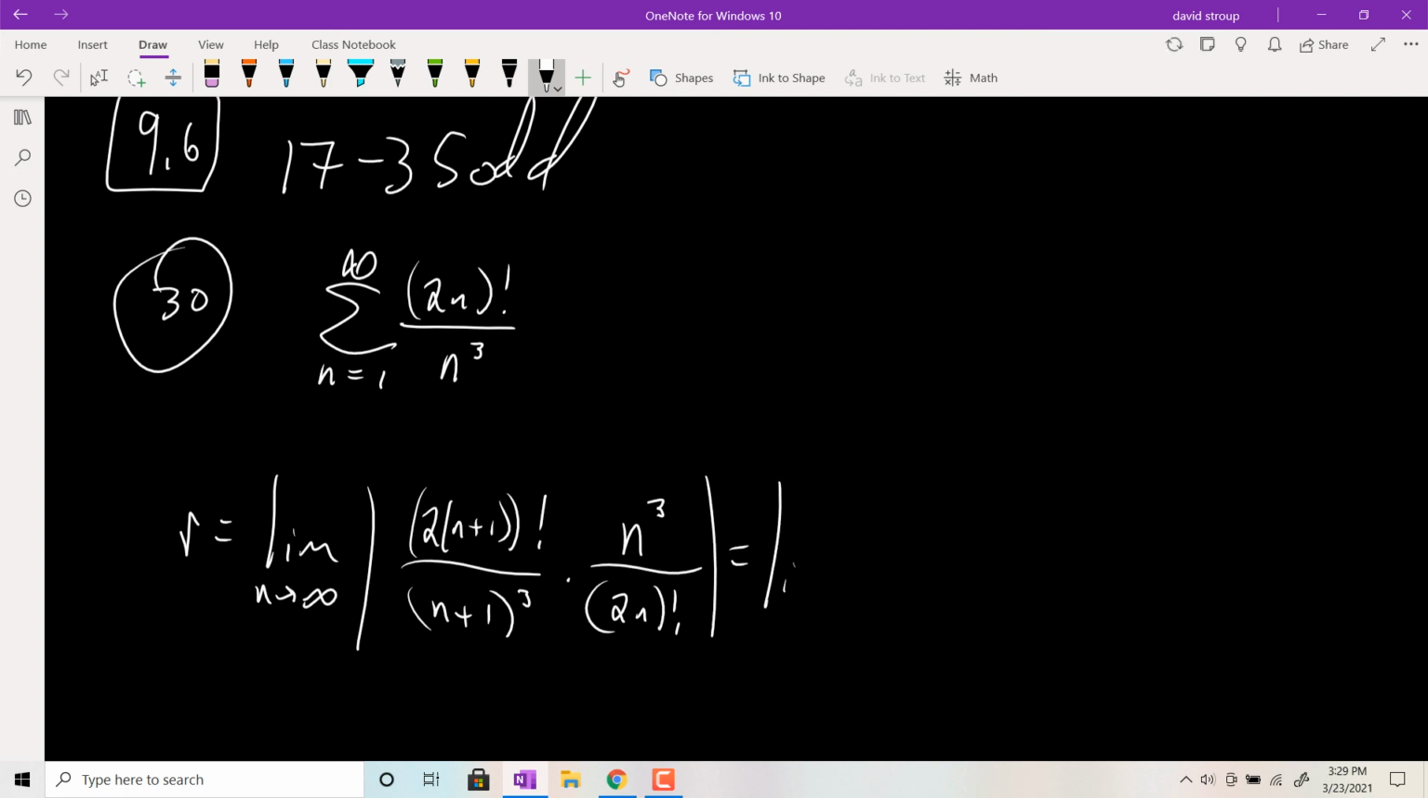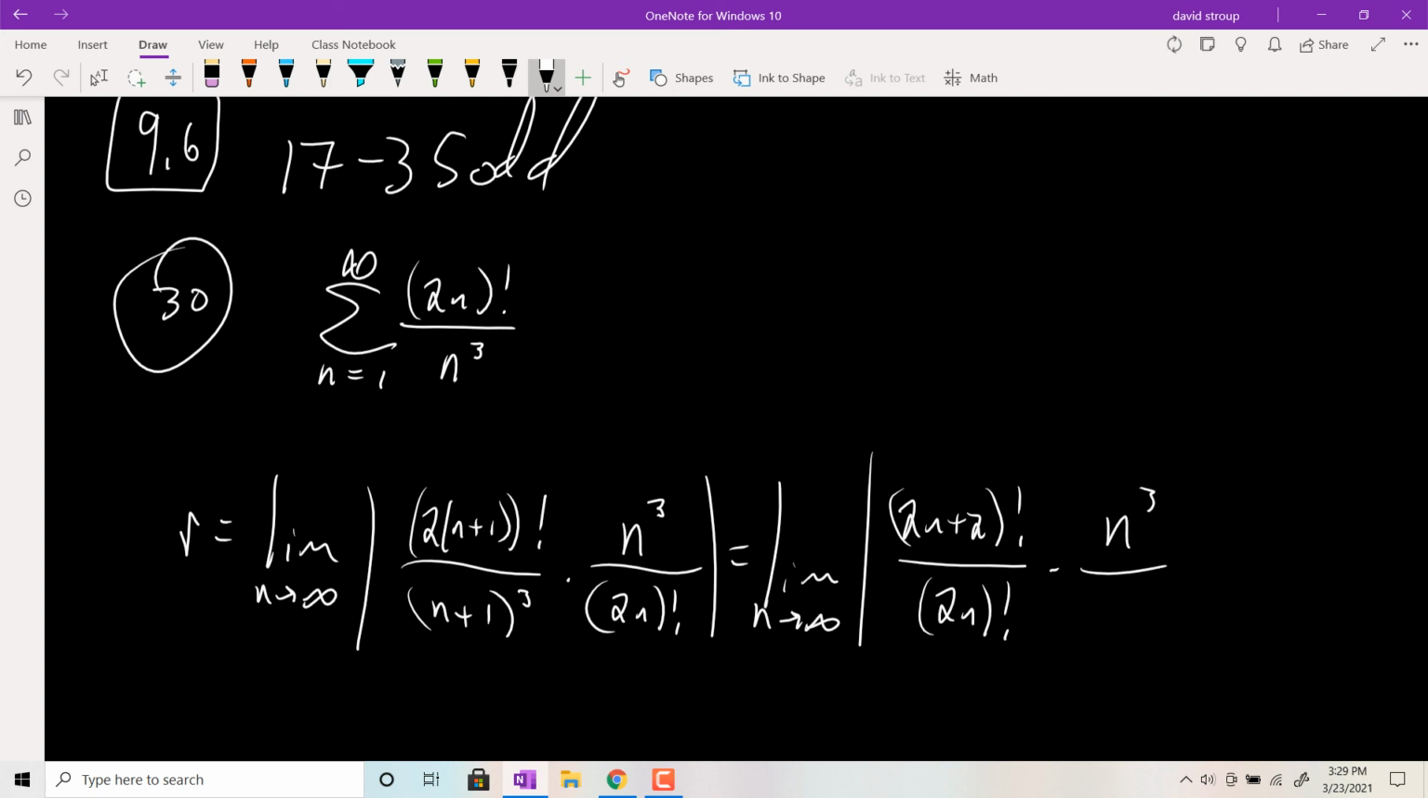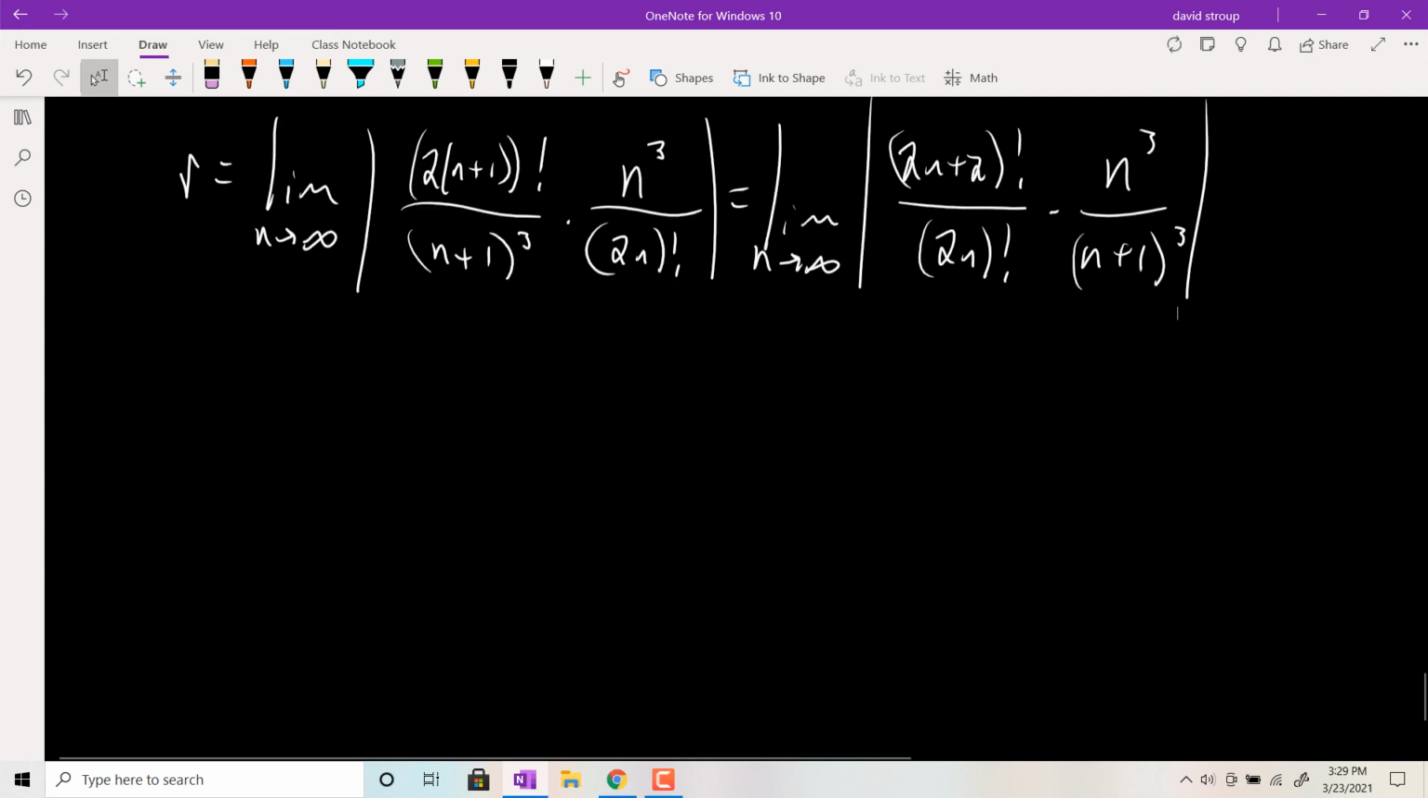Okay, I'm going to rewrite that. The first guy is (2n+2)!. And I'm going to group that with the (2n)!, and then times n cubed all over (n+1) cubed.